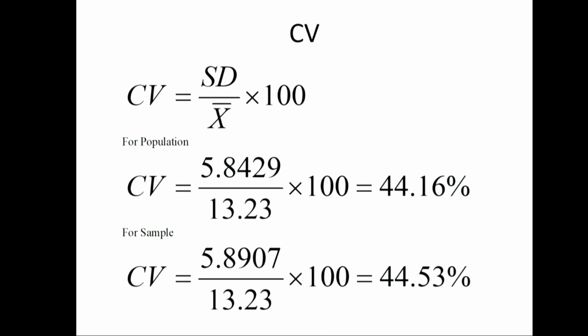Now, the standard deviation for that of the sample was 5.8907, divided by the mean, which is 13.23, multiplied by 100. That will give us 44.53%. So for better appreciation, let's take one more example.